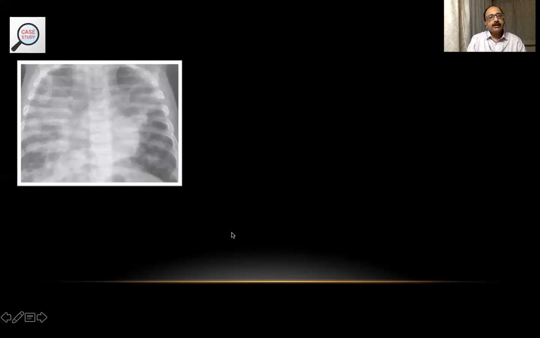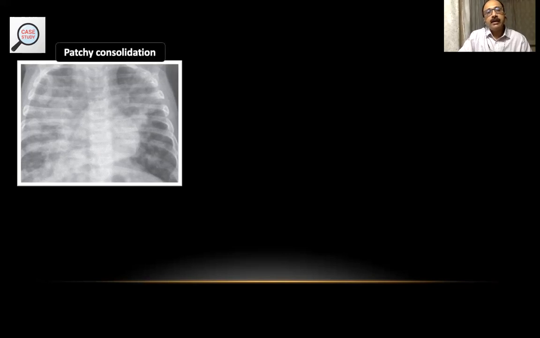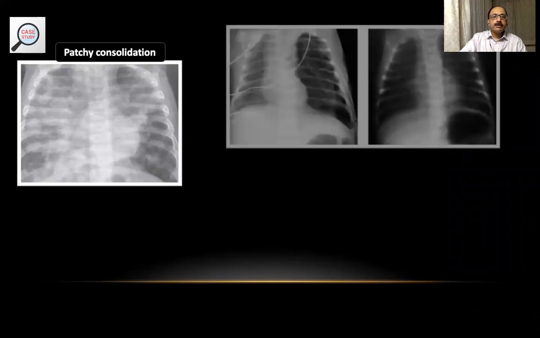Now look at this X-ray. The lung volume is quite good, but you find diffuse, asymmetric, non-homogeneous, variable opacification more on the right lung fields compared to the left. And this is patchy consolidation. In presence of meconium stained liquor baby, we would describe it as meconium aspiration syndrome.